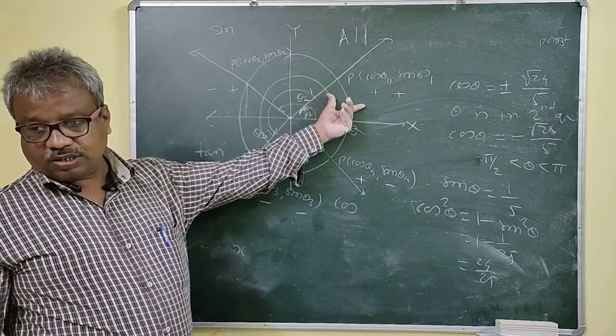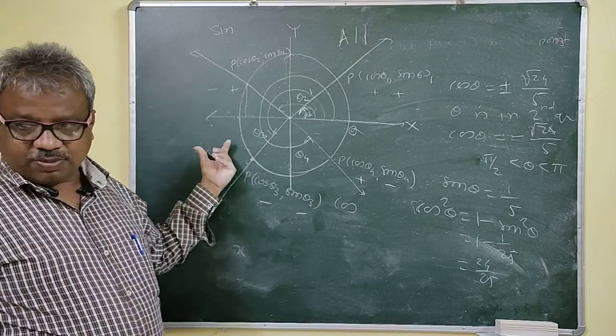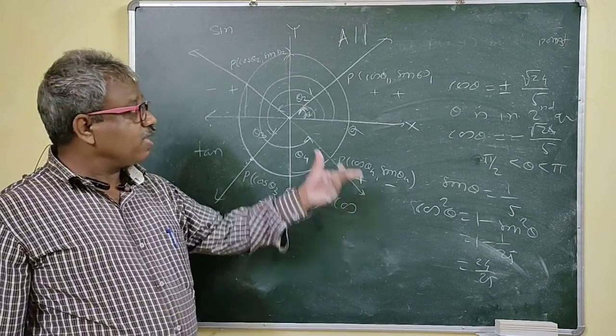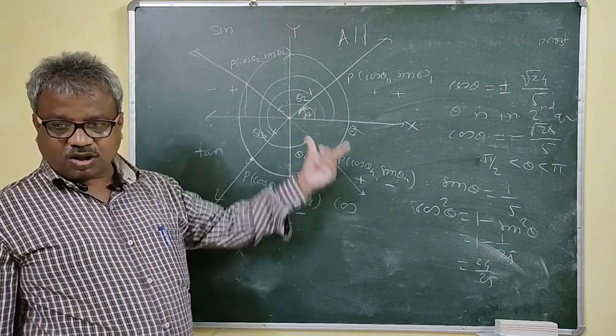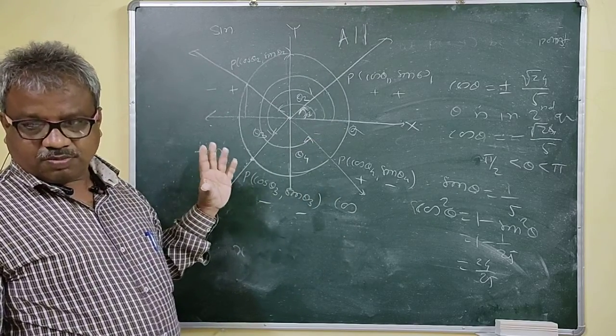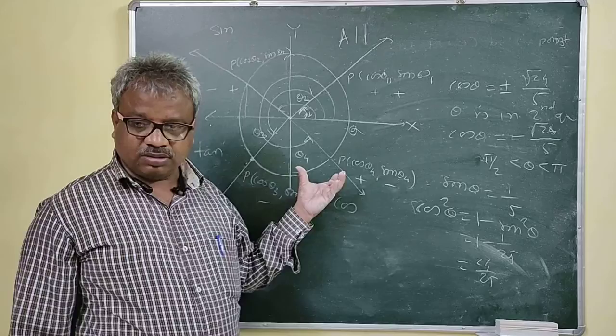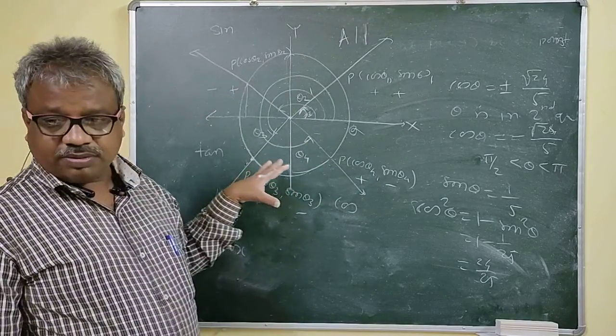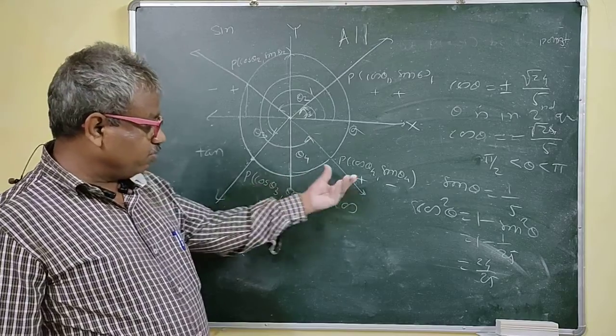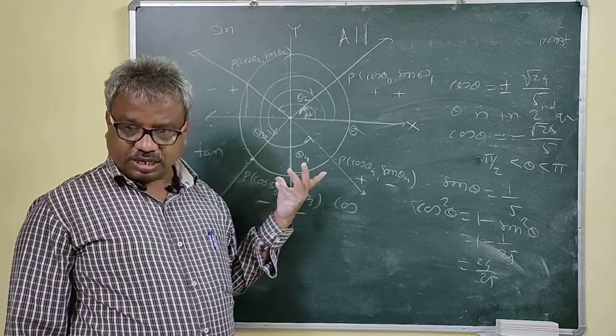So here all are positive. Sine is positive, tan is positive, cos is positive. You can remember like this: All Silver Tea Cups, for our convenience. It is not mathematics actually. So in this way you can remember the sign of the trigonometric ratios.